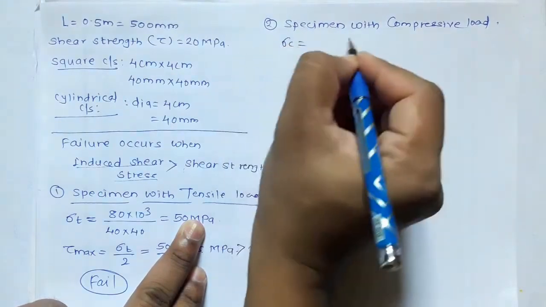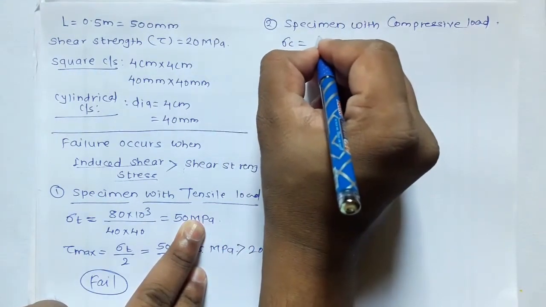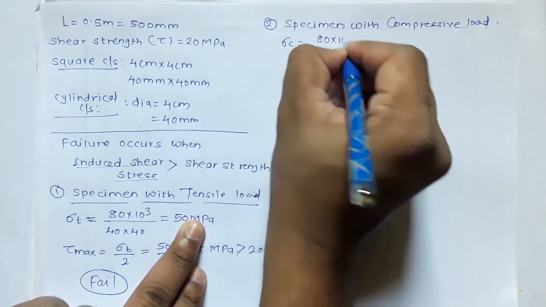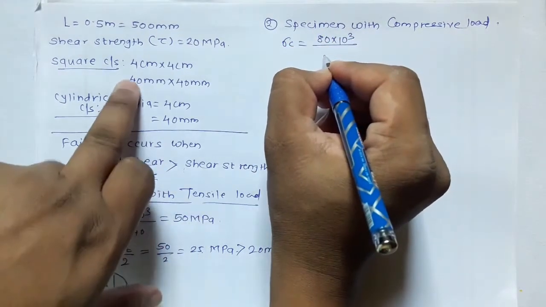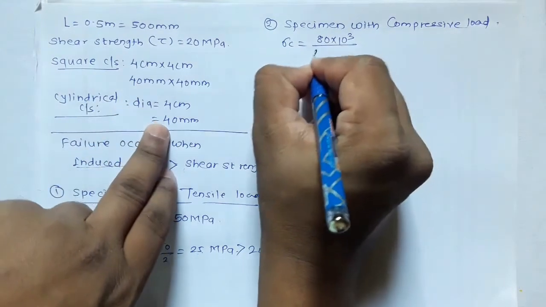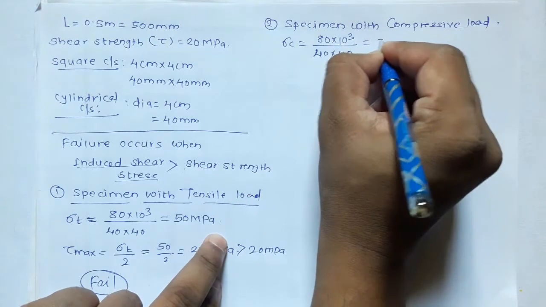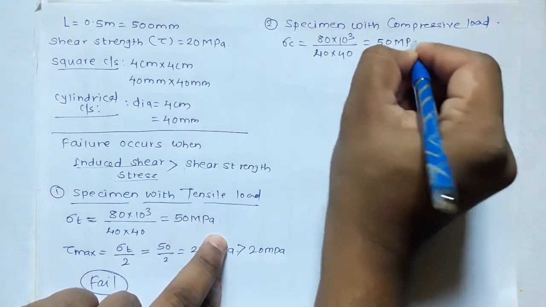So stress will induce compressive stress. P upon area is the formula. So P is again 80 into 10 raised to 3 Newton, and area for square cross section is 40 into 40. So same answer you will get as that of sigma T. So answer of sigma C is 50 megapascal.